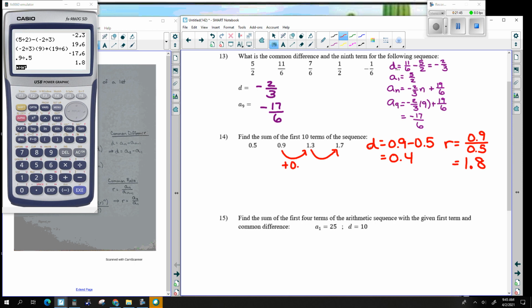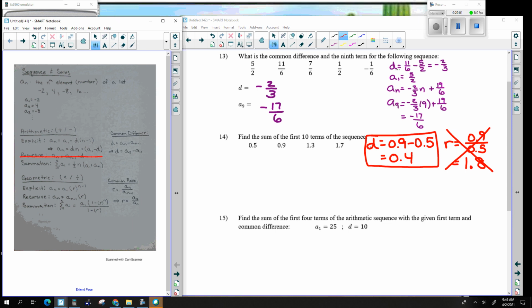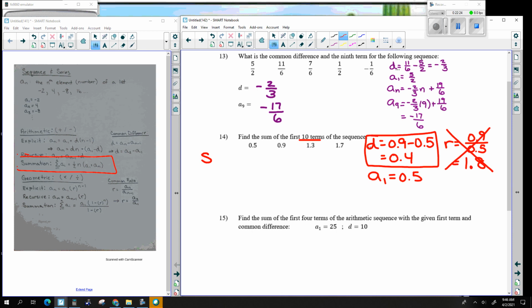Hopefully everybody sees that you're adding 0.4. If not, you can test it out. All right, so I see that this has a difference, not a ratio. Thus, this is arithmetic. So that means I'm looking at a summation of an arithmetic sequence. I see here that A1 is 0.5. I think that's everything that I need to know. Okay, so I'm looking for the sum of 10 terms. So let's go ahead with this formula.